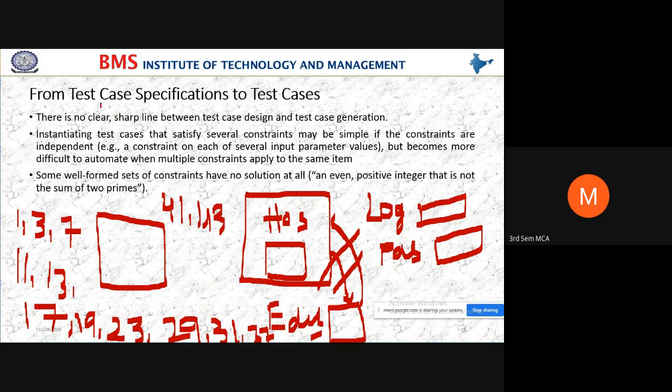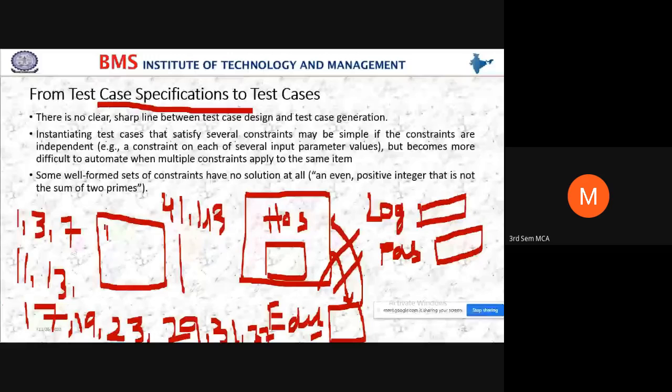So here, one thing you need to understand is that in test case specification, there is no sharp line between test case design and test case generation. Test case generation is nothing but writing the test case. For test case design, we have a standard format to design the test case. In the second module we have seen the test case id, purpose, input, output, precondition, post condition, and the execution details. All this information will be there in the test case design.